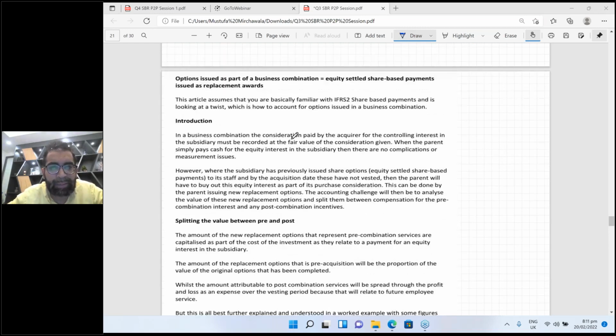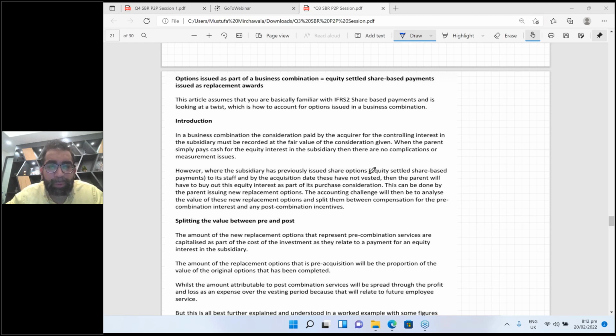Introduction. In a business combination, the consideration paid by the acquirer for the controlling interest in the subsidiary must be recorded at the fair value of consideration given. Yes, we all know in IFRS 3 business combination, we record all consideration at fair value, right? When the parent simply pays cash for the equity interest, there are no complications. This is basic dialogue. Yes, when you give cash, cash is always at its own fair value, right? So the first paragraph is general discussion.